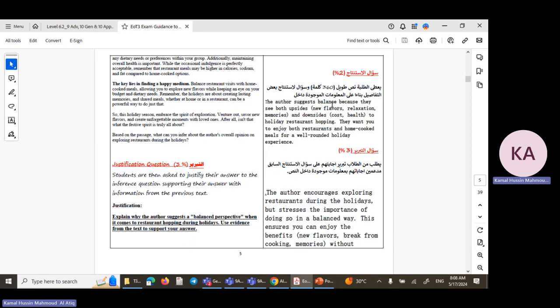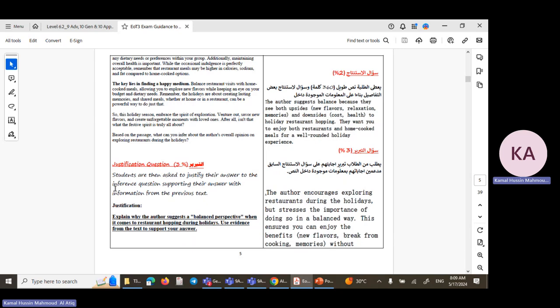The author suggests balance because they see both upsides, new flavors, relaxation, memories, and downsides, cost, health, to holiday restaurant hopping. They want to enjoy both restaurants and home-cooked meals for a week. This is the inference question.